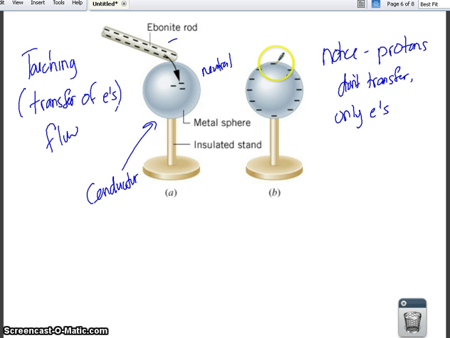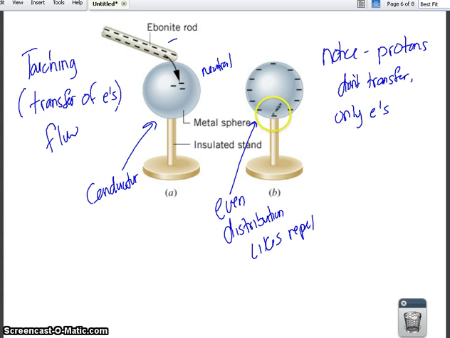So now we have a charged sphere that is fully negative. And notice there is an even distribution of all the charges on this sphere because likes repel. These electrons are going to try to get as far away from each other as possible because they don't like each other anyway. So charging by contact literally means electrons flow from one object to another, and now this object that was neutral is now negative.